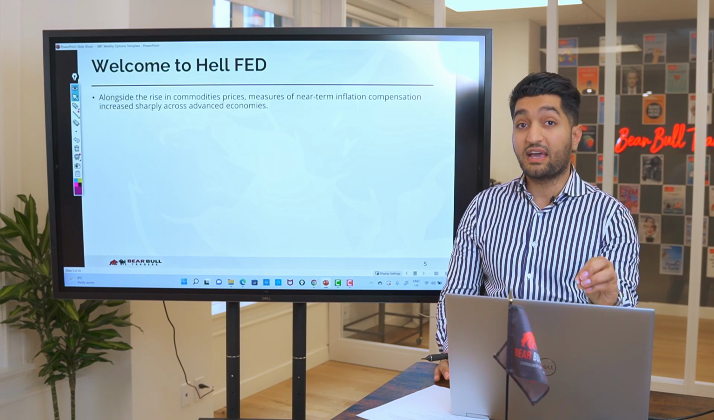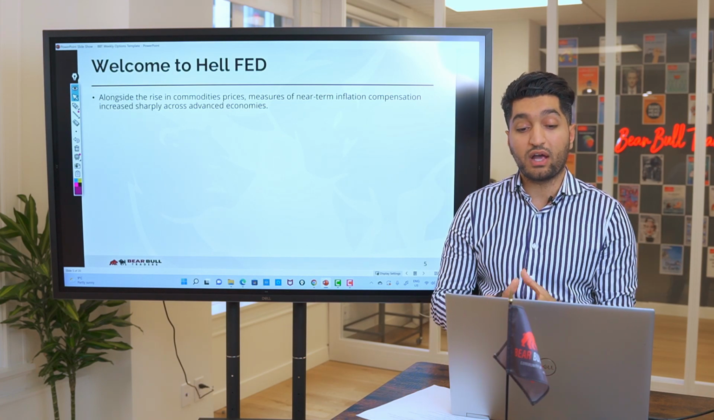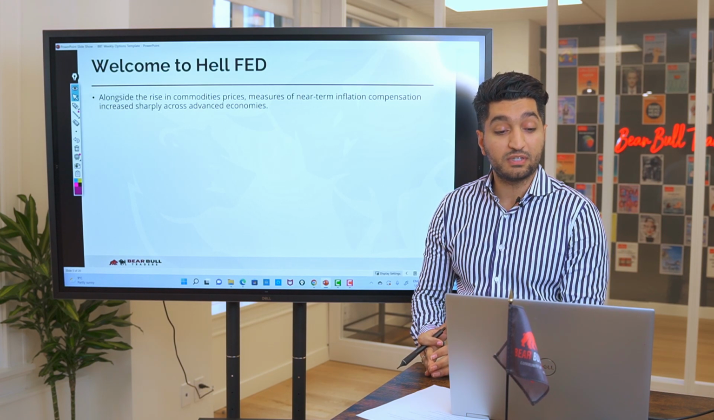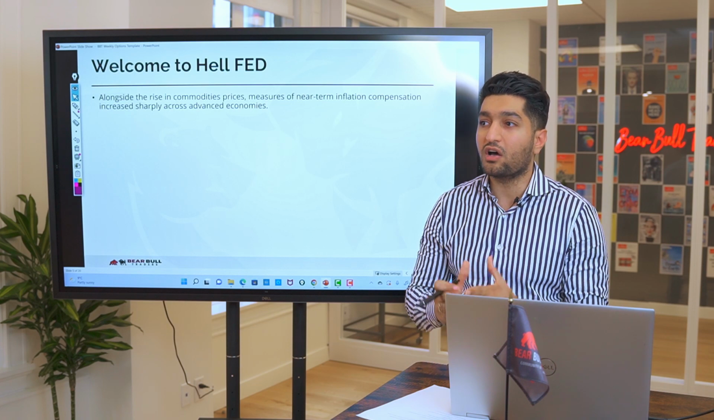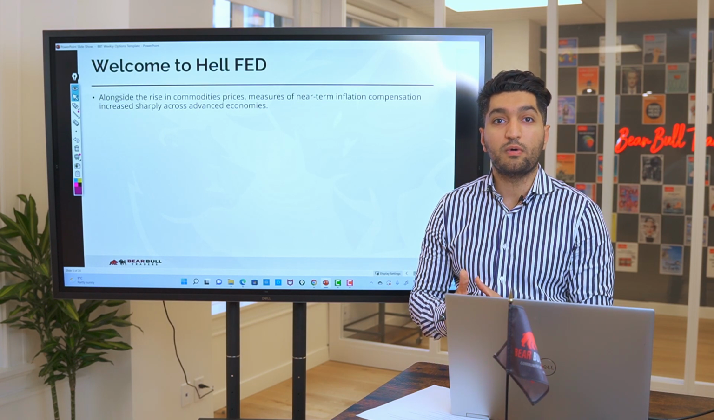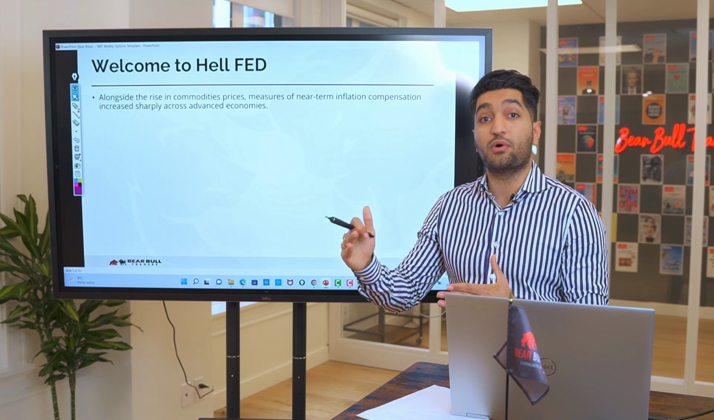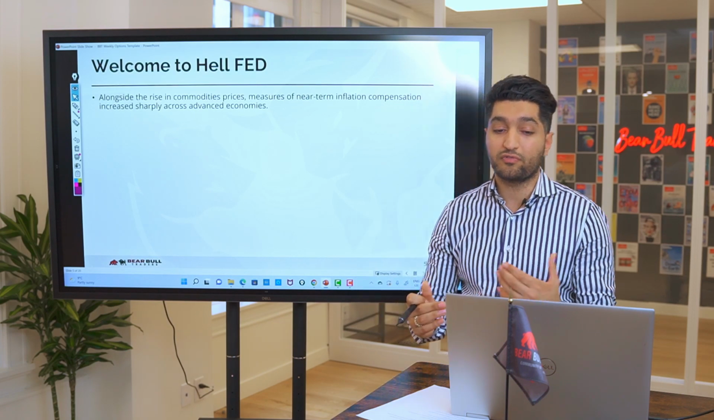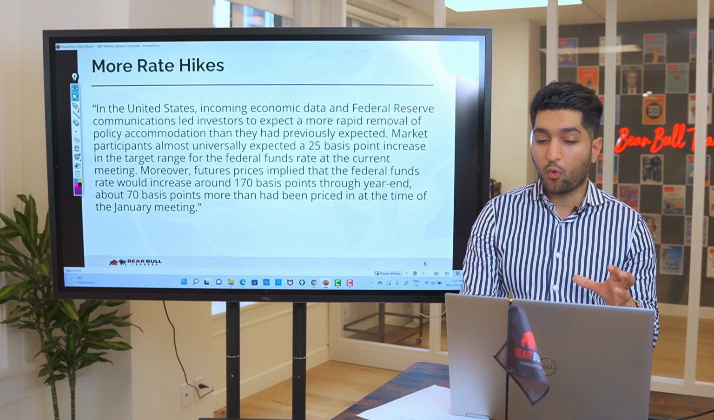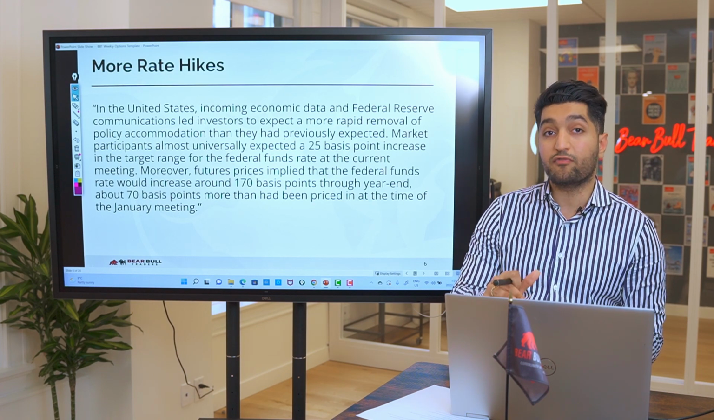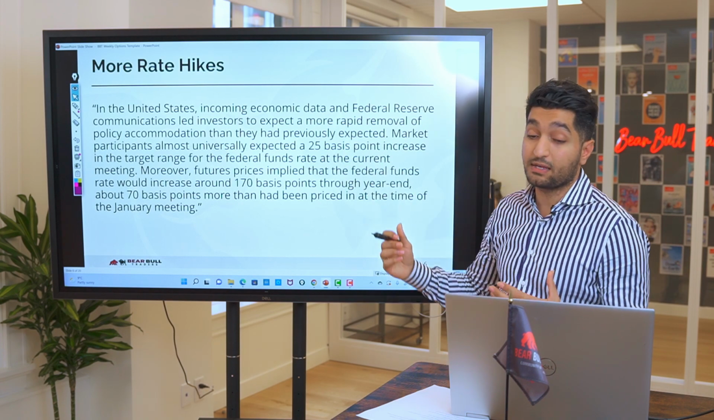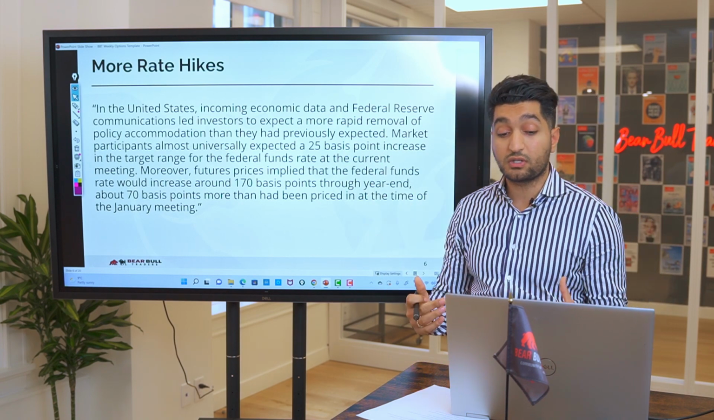This is again from the passage. It says, along with the rise in commodity prices, measures of near-term inflation compensation increased sharply. So they're understanding that demand is not really slowing down a lot because economies are still strong and there's still lots of supply shock. So inflation is a huge deal. More rate hikes. Again, almost everybody in that meeting went for the 25 basis points and accepted the 25 basis points, which is really important.